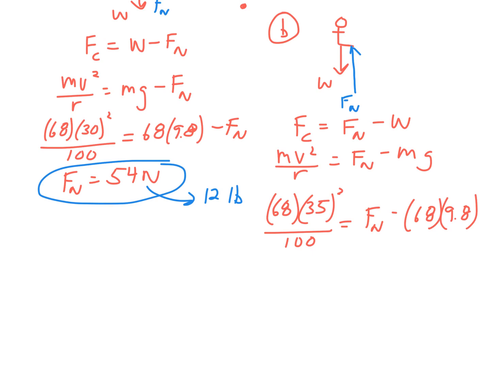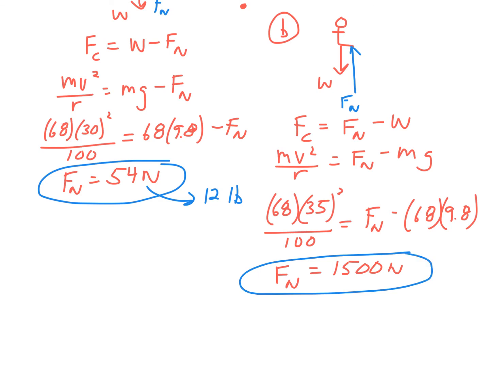If you run through the calculation, you end up with F sub n, the normal force that feels like what you weigh, about 1,500 newtons. That's what you feel like you weigh. Now in this case, at the bottom of this dip, that is around 340 pounds. You're going to feel twice as heavy as you normally feel. So, centripetal force, it's a net force towards the center of circular motion.